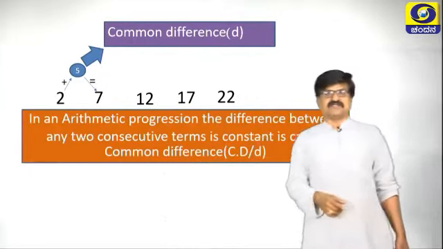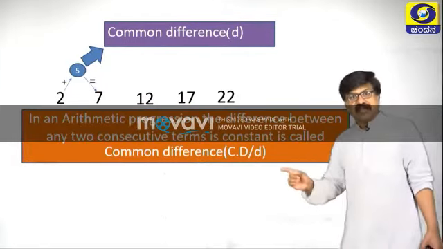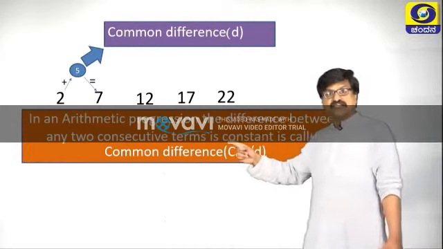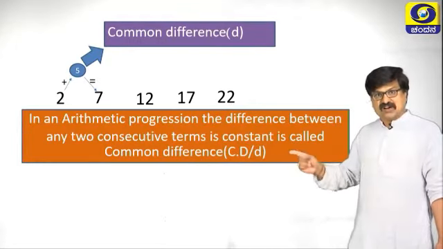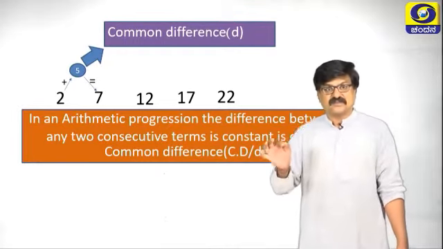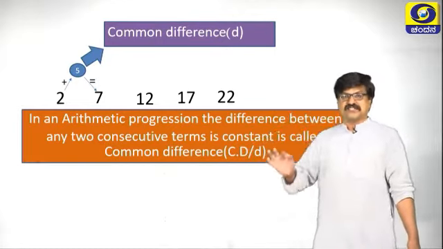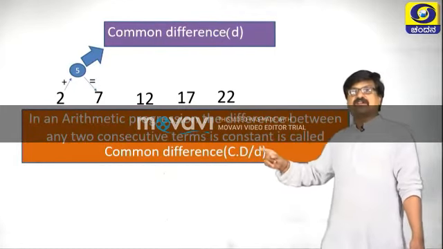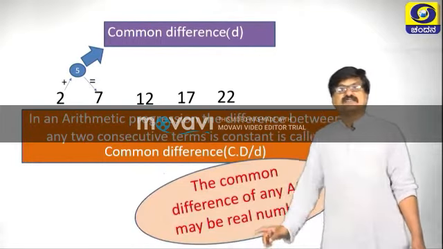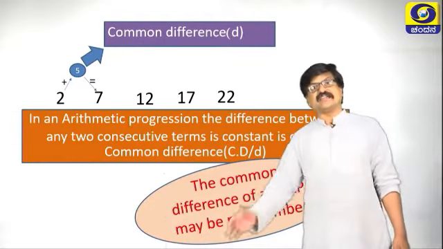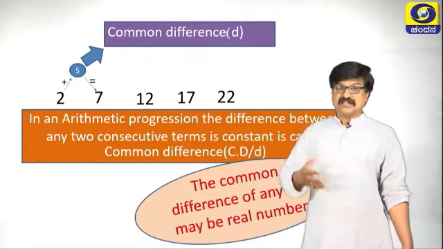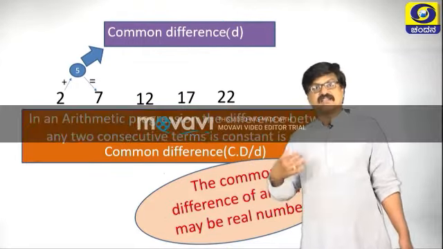So, what is actually a common difference? Let us see here. In an arithmetic progression, the constant difference between any two consecutive terms is called the common difference. We are denoting this as D. So, the common difference may be any real number here. It may be positive or negative or any rational, sometimes we can add even irrational numbers also.